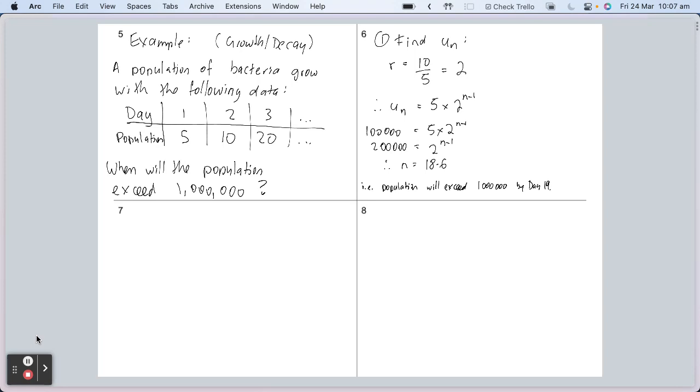What if it said 18.1? What would my answer be? What's that, Izzy? Same thing, yeah. Even 18.1 would round, in inverted commas, to 19, because we could definitely say by day 18 it would not be a million. You'll only exceed a million by day 19. Okay, so context is king. You've got to make sure you get the context right.